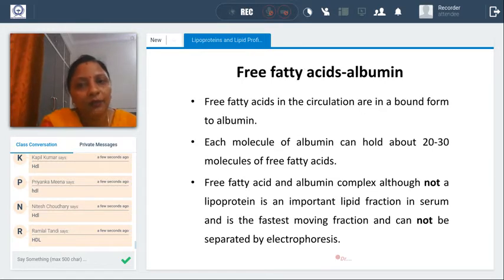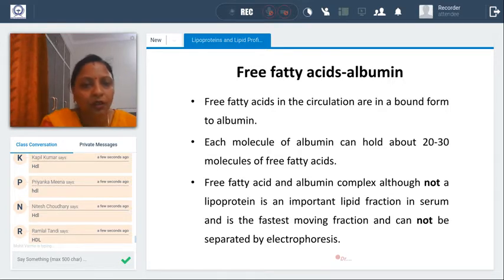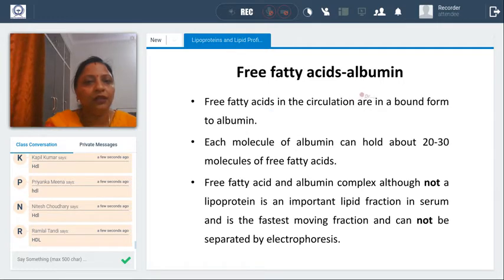Free fatty acids and albumin. Free fatty acids in the circulation are bound to albumin. You all know each molecule of albumin can hold about 20 to 30 molecules of free fatty acids. The free fatty acid and albumin complex, although not a lipoprotein, is an important lipid fraction in serum and is the fastest moving fraction and cannot be separated by electrophoresis. We have studied this free fatty acid albumin complex in metabolism of xenobiotics also.